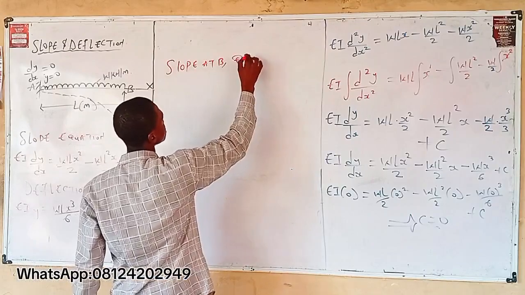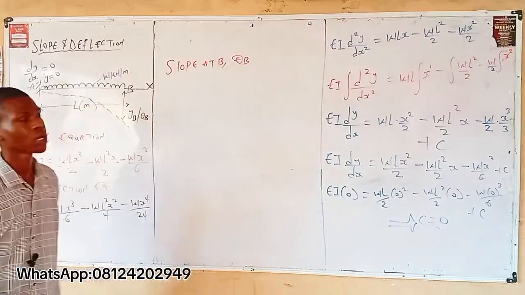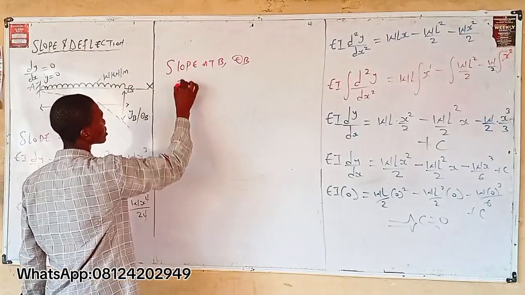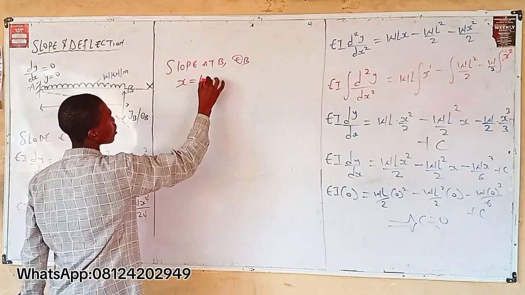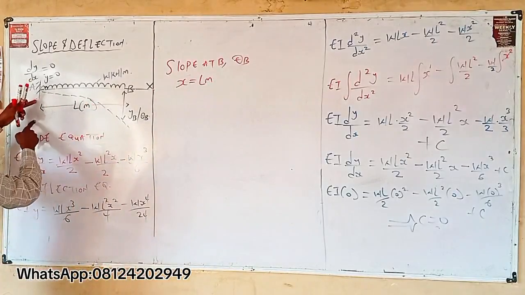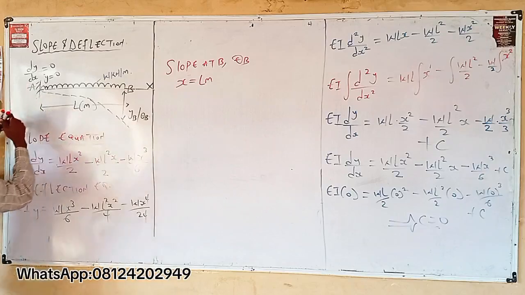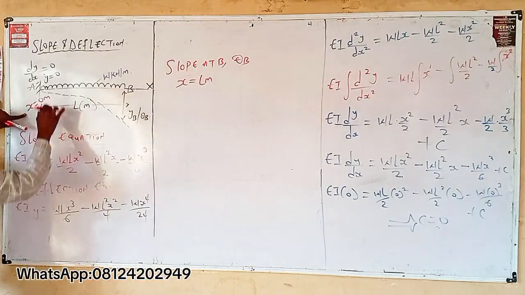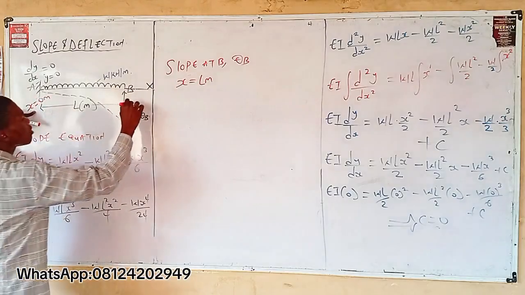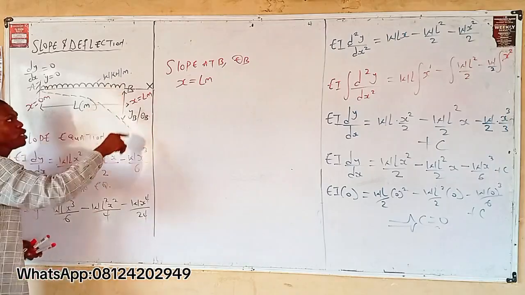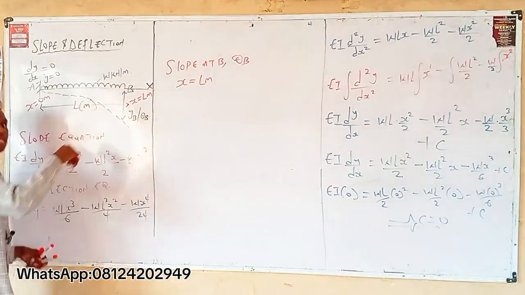By slope, what does it mean? Theta B. What will be the value of x? X equals L meter, meaning that from here, from A, you know A is 0. What is the value of x here? X is equal to 0 meter, right? Yes. What is the value of x here? L meter. So to get the slope at B, substitute the value of x at B.